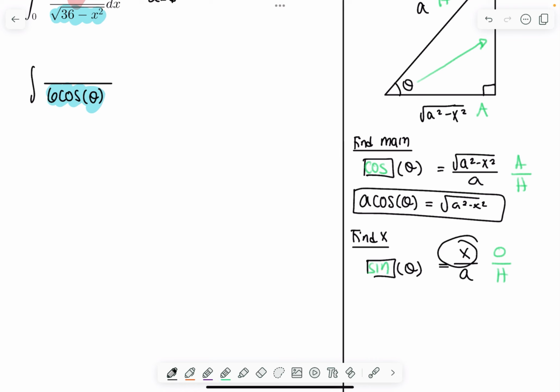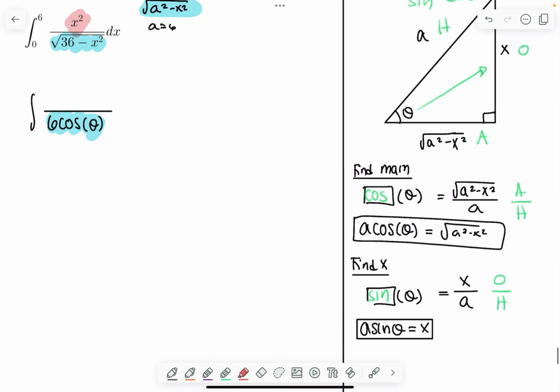But I want x because that's what I want to replace. So I'm going to multiply both sides by a. Literally, this is why I put a at the bottom. It's so easy to get rid of it, right? So we're left with a sine of theta is equal to x. And there you go. That's another sub. Isn't that beautiful? So now you can replace this over here with 6 sine of theta.